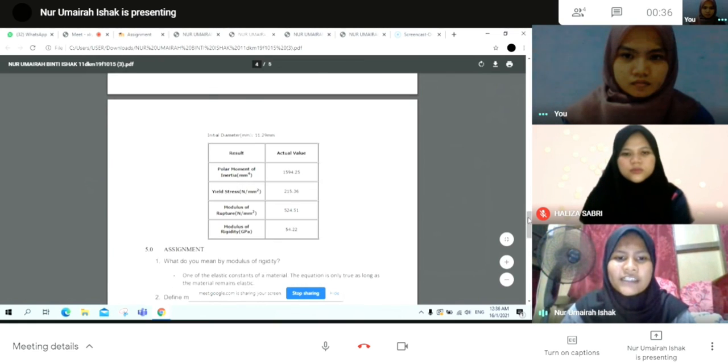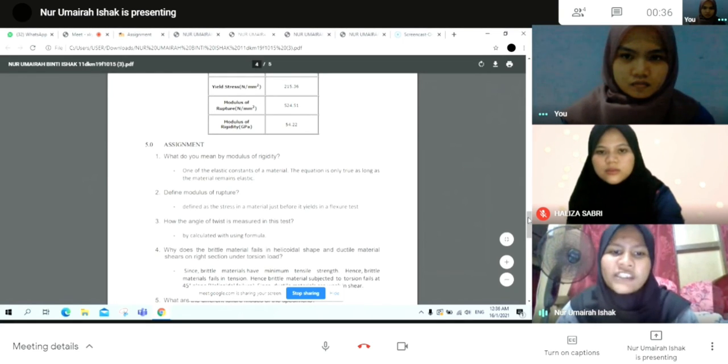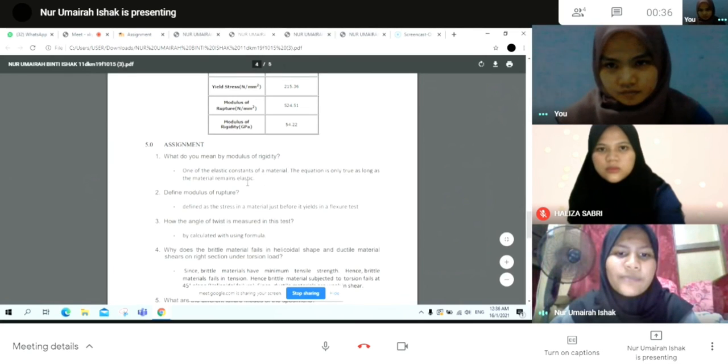For discussion, what do you mean by modulus of rigidity? Modulus of rigidity is one of the elastic constants of a material. The equation is only true as long as the material remains elastic.